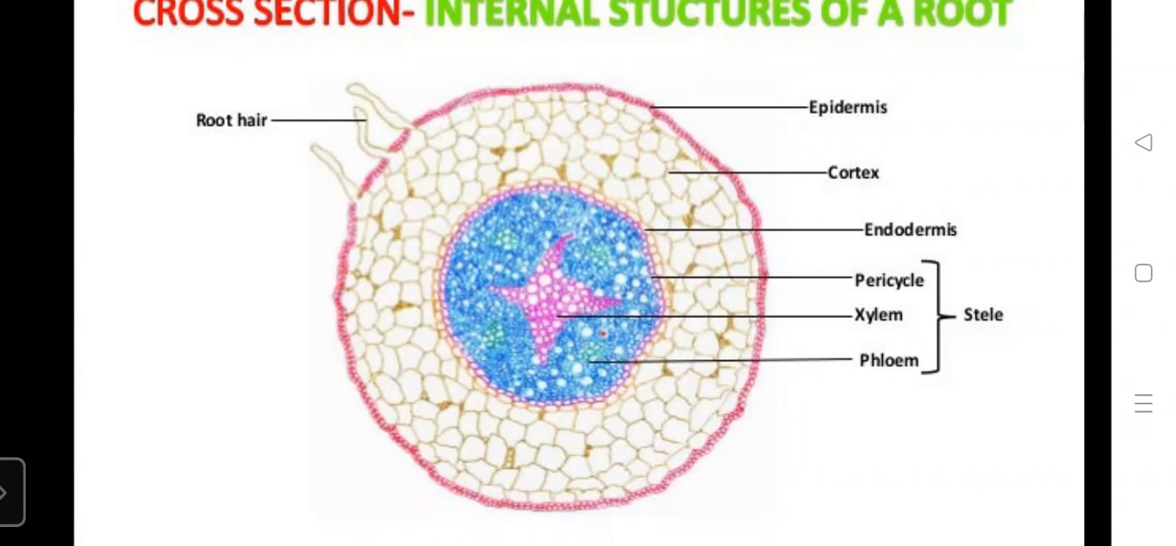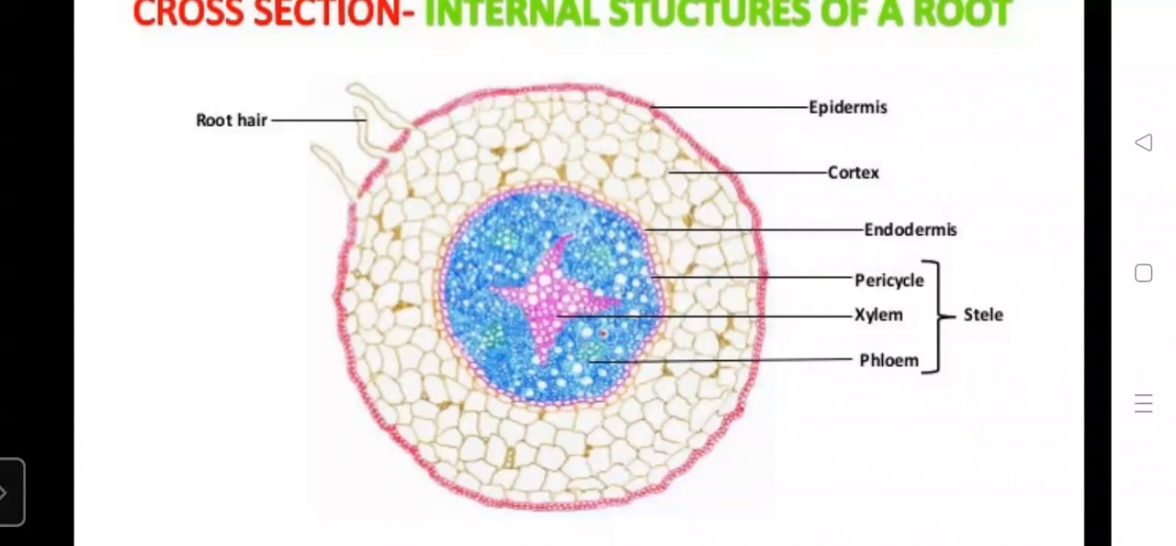The root epidermis is usually uniseriate. Most of the epidermal cells extend out in the form of tubular unicellular root hairs. The cells of the epidermis which form root hairs are called trichoblasts. These cells are usually smaller in size. The epidermis is also known as the piliferous layer or epiblema.